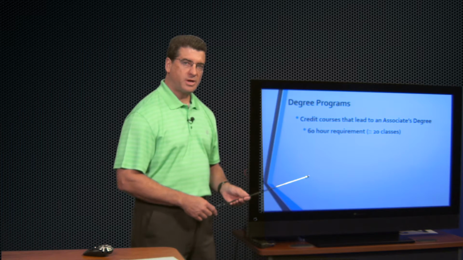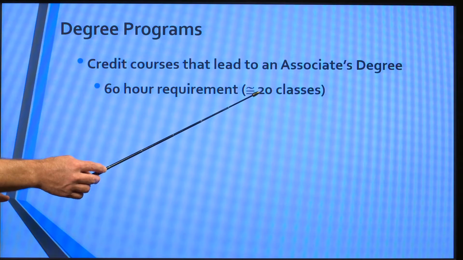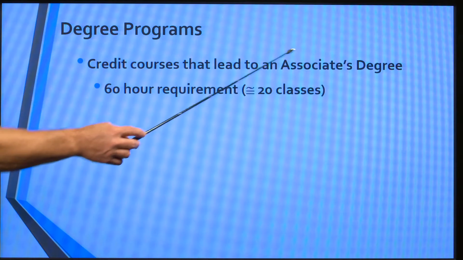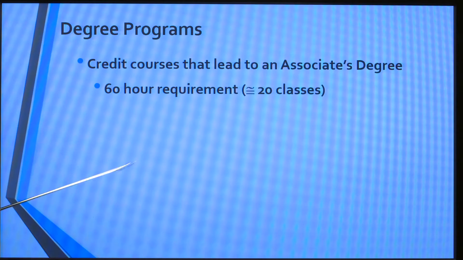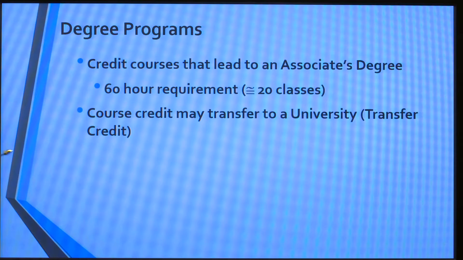Each class is usually about 3 hours. So you'll take about 20 classes to get an associate's degree. Okay, so not too bad, 20 classes to get an associate's degree. It goes pretty quick.